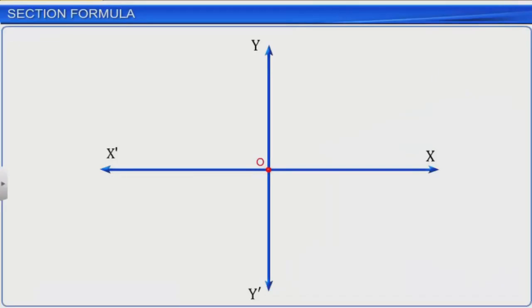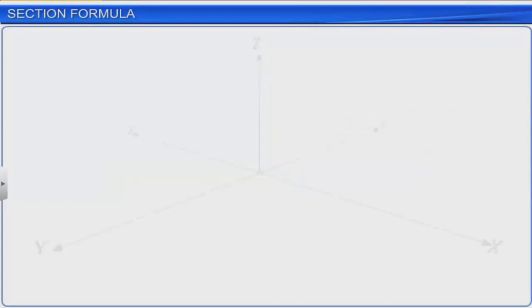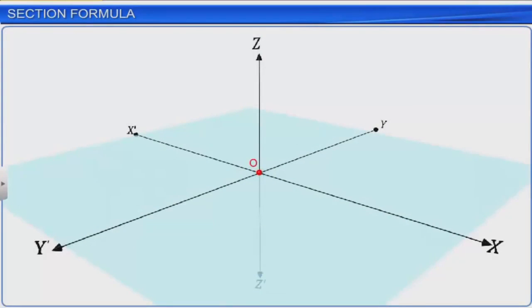In two-dimensional geometry, we saw how to find the coordinates of a point that divides a line segment in a given ratio. In this module, we will explore how the coordinates of a point that divides a line segment in space are found. Let AB be a line segment in space. We have another point C on AB, which divides the line segment into 2 parts in the ratio m:n. We will find the coordinates of point C that divides line segment AB.